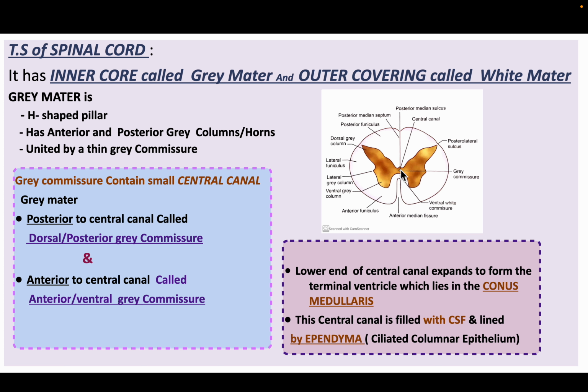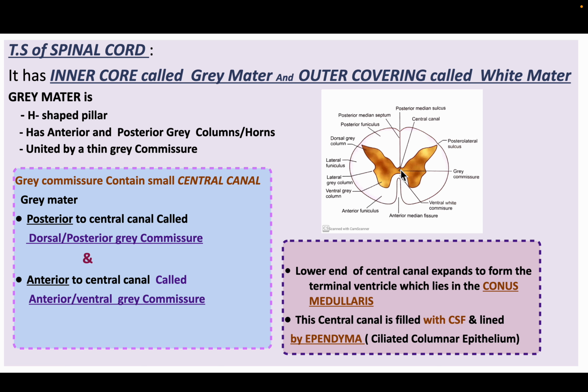Now in certain regions of the thoracic and upper lumbar region, the lateral gray columns are also present. Now this gray matter is made up of what? It is made up of nerve cells and their processes, neuroglia, then blood vessels. Now this is the TS of the spinal cord.